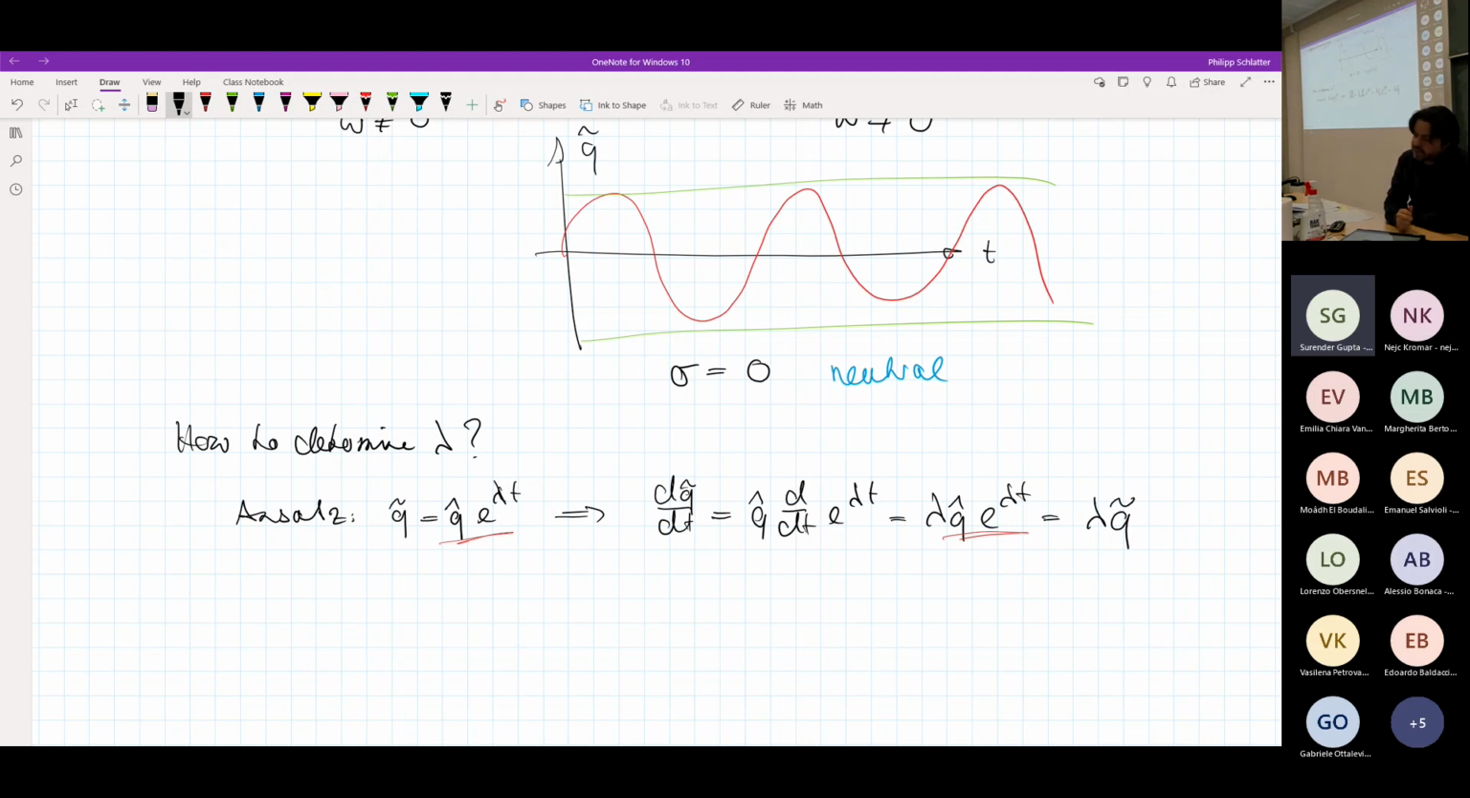And of course, this is not very surprising. In the end, this is just a Fourier transform. So this is essentially a Fourier transform in time that we have performed.